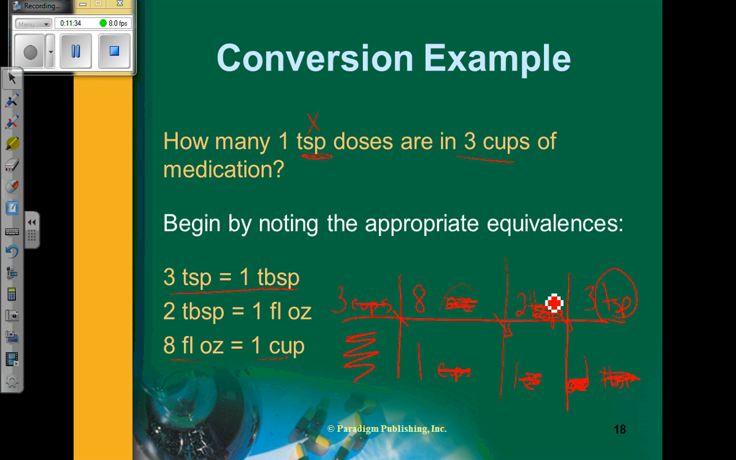Then all you do is multiply across and then divide. 3 times 8 times 2 times 3 would be 144. 1 times 1 times 1 on the bottom is 1. 144 divided by 1 is 144. And you were looking for teaspoons, that's where we stopped, so it would be 144 teaspoons.